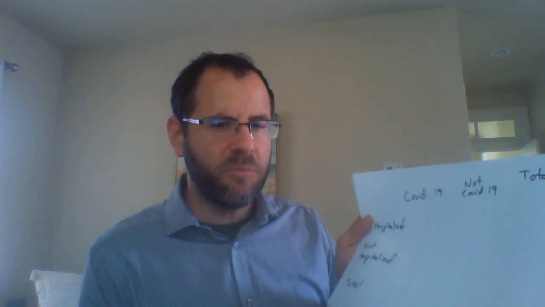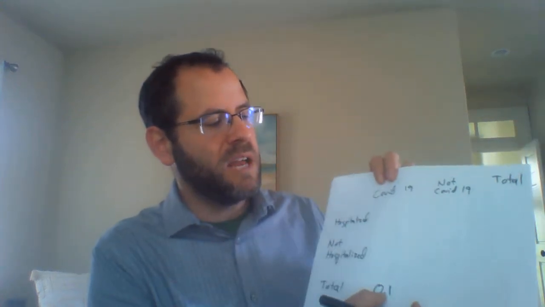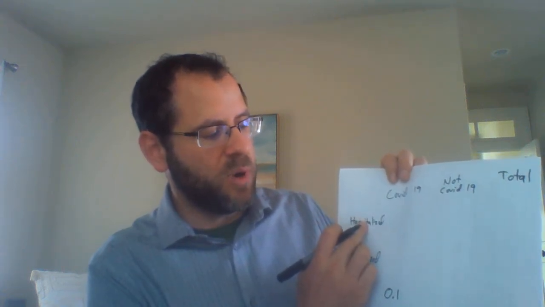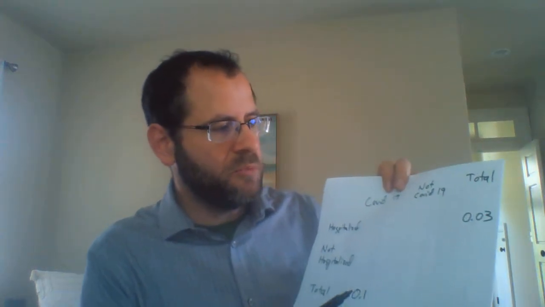Now we need to write in what we know. We know a couple marginal probabilities. We know that 10% of the population has COVID-19. So that's actually down here at the bottom. I'm going to write 0.1. 10% have COVID-19. We know 3% of the population is hospitalized, so that's a marginal probability that goes over here, 0.03.